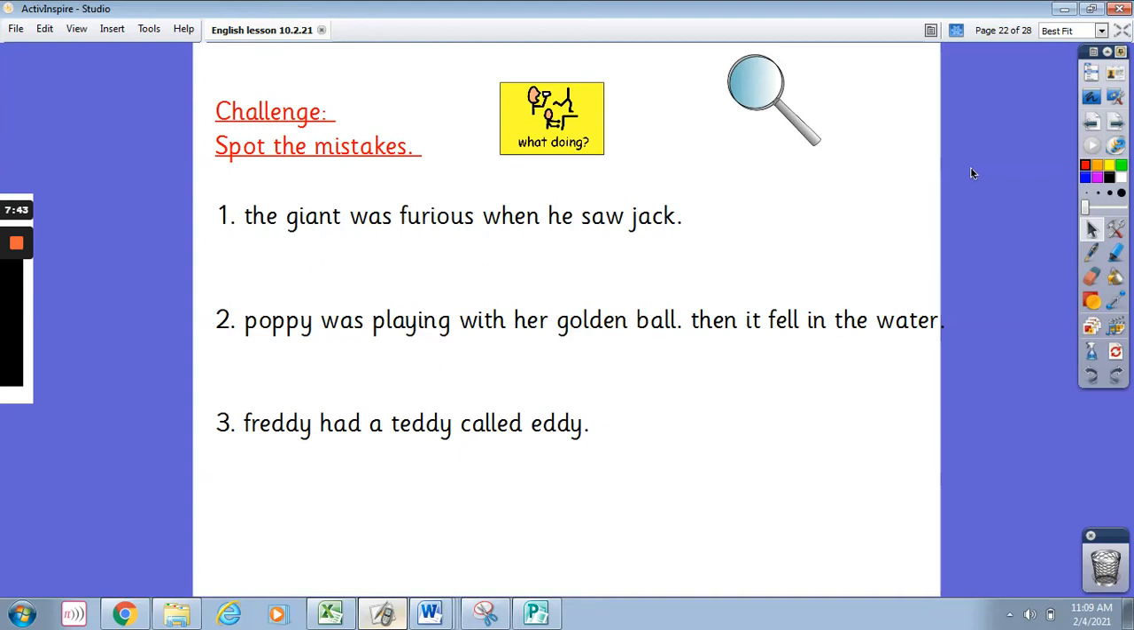Before you go, I've got a challenge for you. I want you to see if you can spot the mistakes in my sentences. So the first sentence is, the giant was furious when he saw Jack. The second sentence is, Poppy was playing with her golden ball. Then it fell in the water. And the last sentence is, Freddie had a teddy called Eddie. I want you to write these sentences down and correct them.